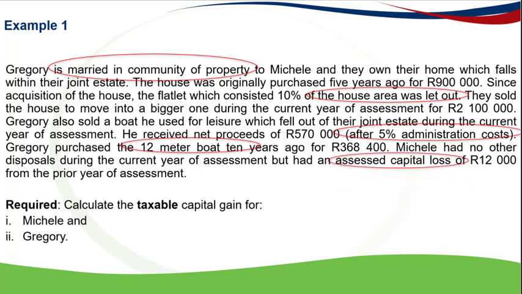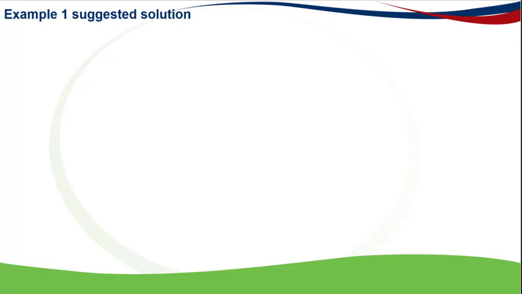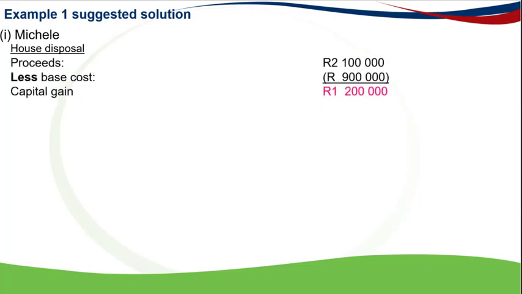Lastly, Michelle has an assessed capital loss from the prior year of assessment. Now let us look at the suggested solution for Michelle. As she only had one disposal, being the house, her taxable capital gain will be determined as follows. The proceeds, as mentioned in the scenario, is $2,100,000 less the base cost of $900,000. That will amount to a capital gain of $1,200,000 in total for the house.